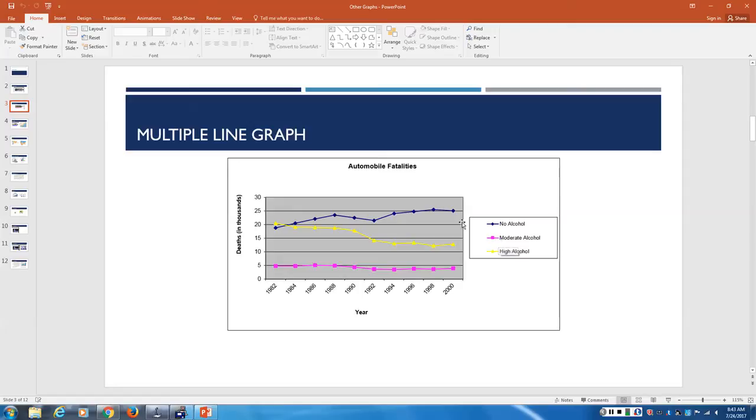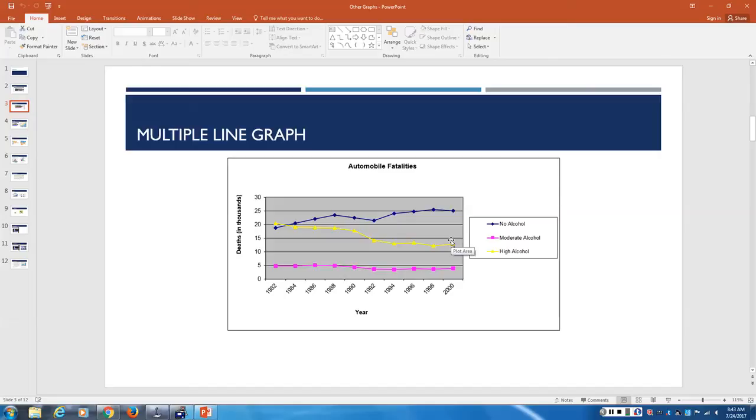Now we do notice that overall, if you look at your beginning points compared to your ending points, the no alcohol increased, but the moderate alcohol didn't increase, it decreased, and so did the high alcohol. So we could infer a lot of causes for that, but all we're doing here is just looking at a picture. Now this information could have been given to you in a table.